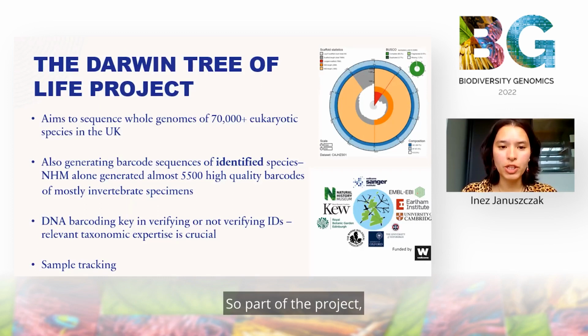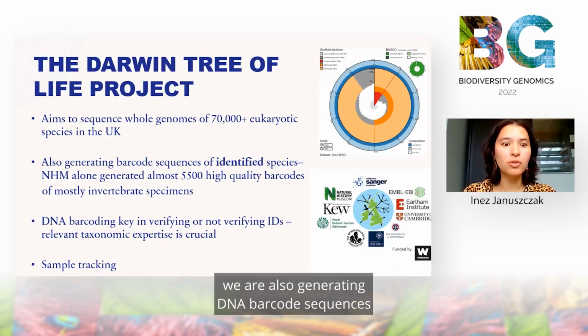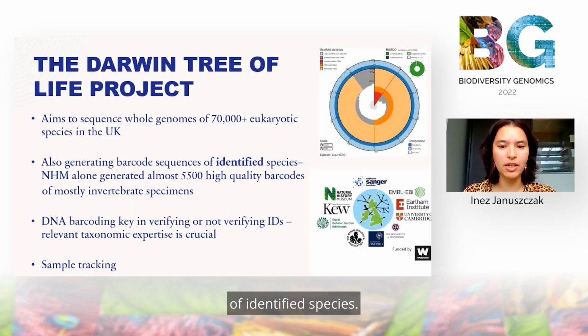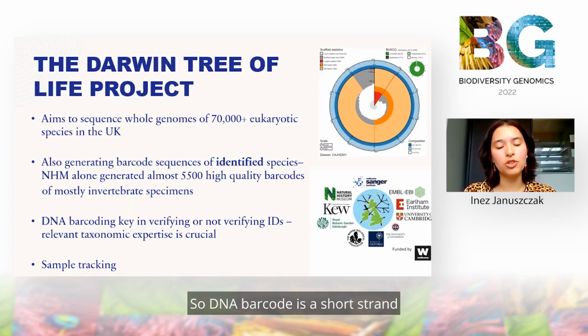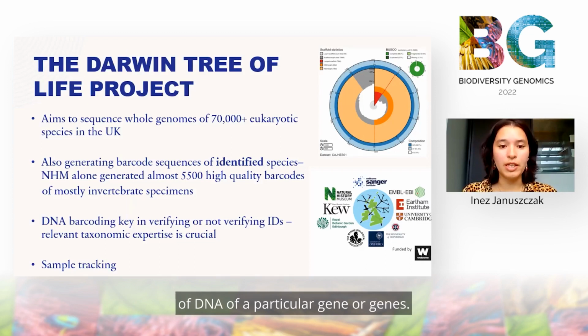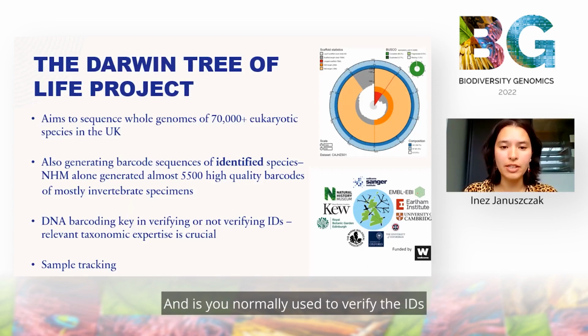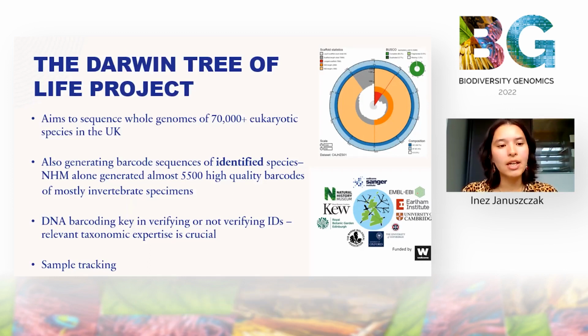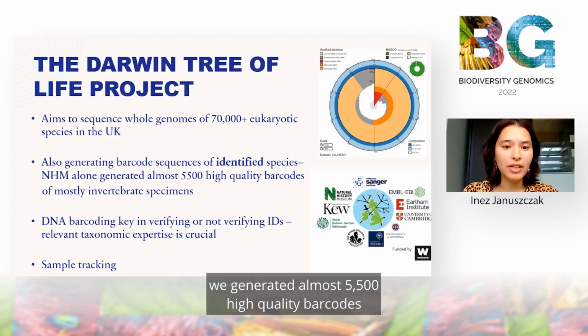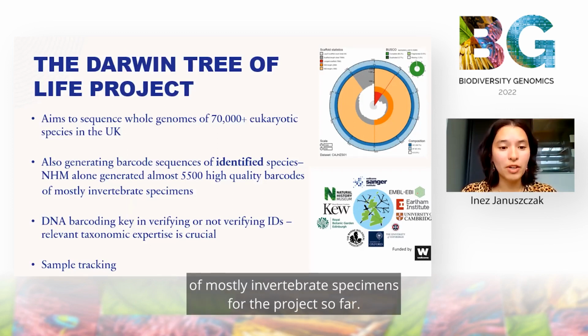So part of the project, although we are aiming for whole genomes, we are also generating DNA barcode sequences of identified species. A DNA barcode is a short strand of DNA of a particular gene or genes, and is normally used to verify the IDs of a sequenced specimen. At the NHM alone, we have generated almost 5,500 high-quality barcodes of mostly invertebrate specimens for the project so far.